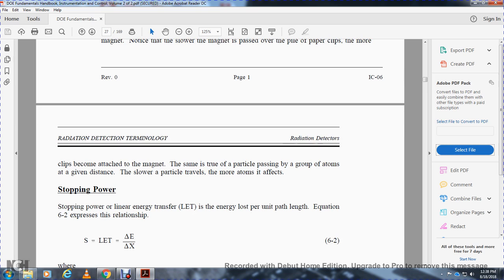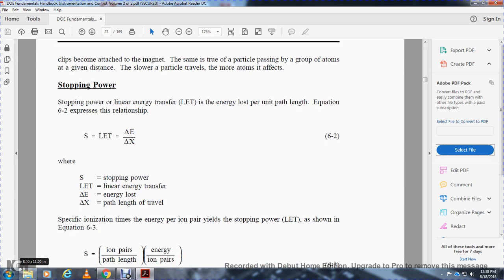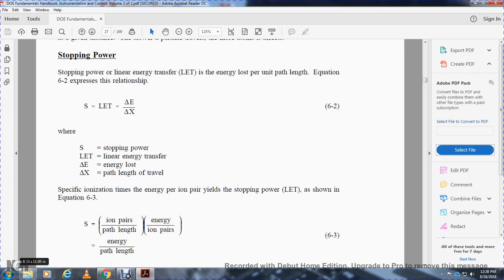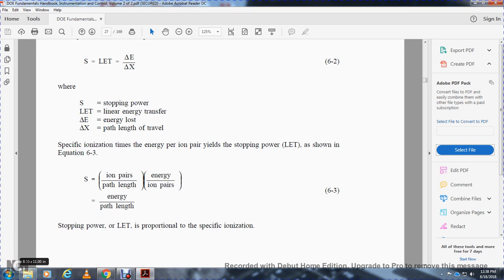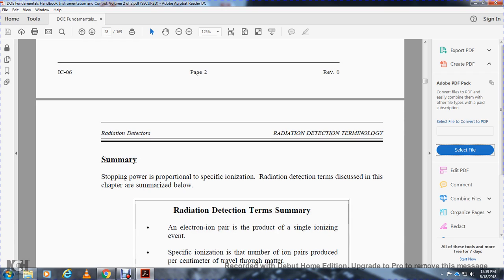Stopping power, or linear energy transfer (LET), is the energy loss per unit path length, as expressed in Equation 6-2: S, the stopping power, is equal to the linear energy transfer, equal to the energy loss over the path of travel. The specific ionization times the energy per ion pair yields stopping power, or linear energy transfer, as shown in Equation 6-3: stopping power equals ion pairs over path length times energy over ion pair, which equals energy over path length. Stopping power, or linear energy transfer, is proportional to specific ionization. This is important for the radiation detection terms discussed later in the chapter.